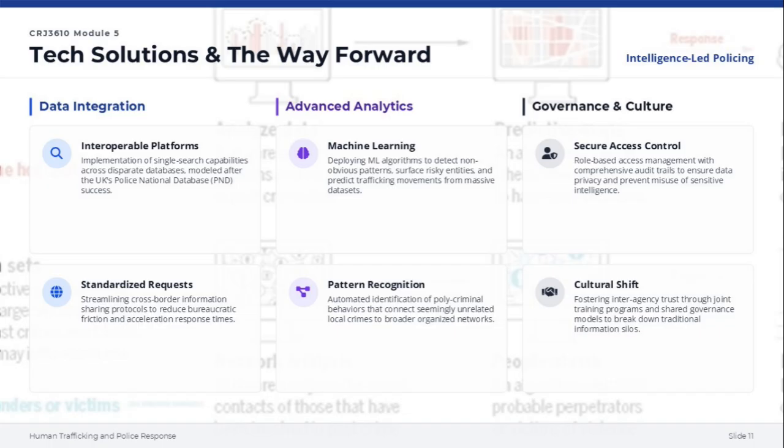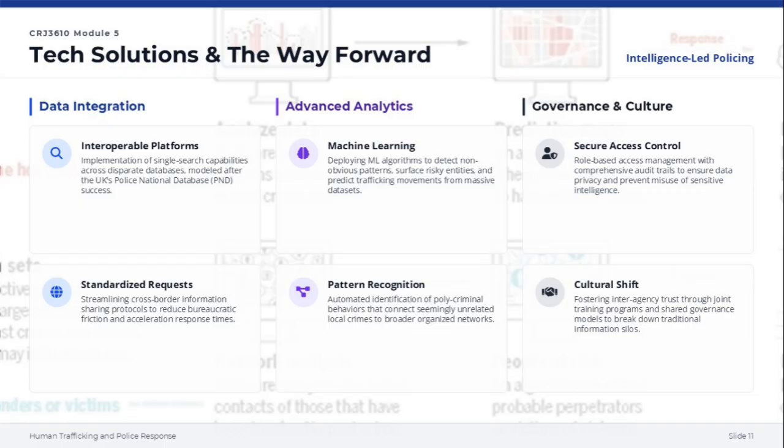Technology-driven solutions offer a path forward for combating trafficking more effectively. Interoperable databases and single search platforms allow investigators to access information across agencies in real time, reducing duplication and delays. Machine learning can identify hidden relationships, predict trafficking routes, and detect suspicious patterns in financial transactions or online advertisements. Standardized information requests streamline international cooperation, while role-based access controls protect sensitive data from misuse.